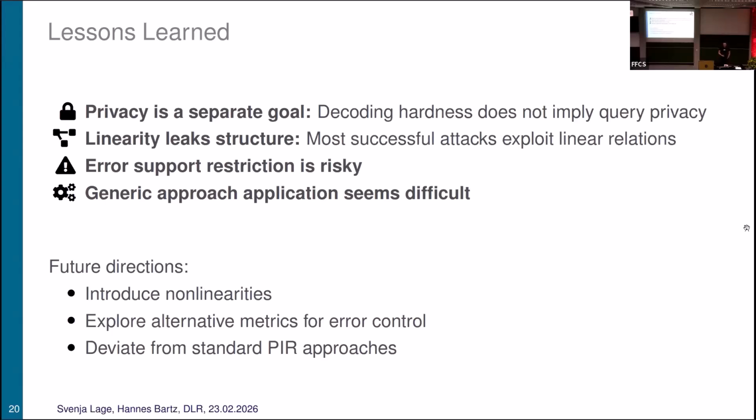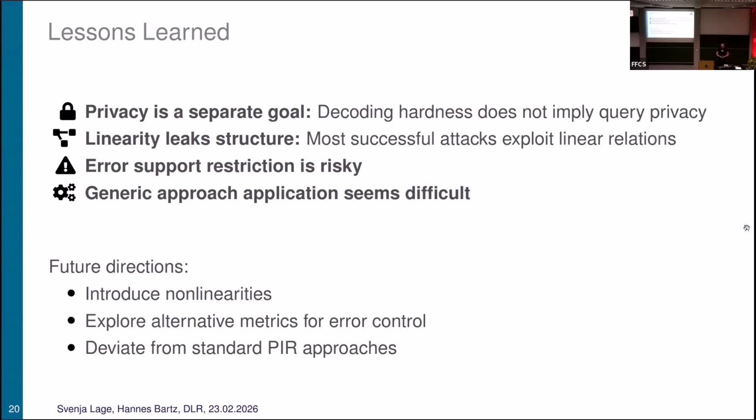privacy in general is a separate goal. So the decoding hardness does not really imply query privacy, as we've seen, because these are not attacks on the McEliece setting. It's more an attack on hiding this index. Then the main part here is the linearity, because all these rank computations, all the drops in the rank, come back to linear effects. And basically what all the attacks have in common is that they exploit this linearity in the end.